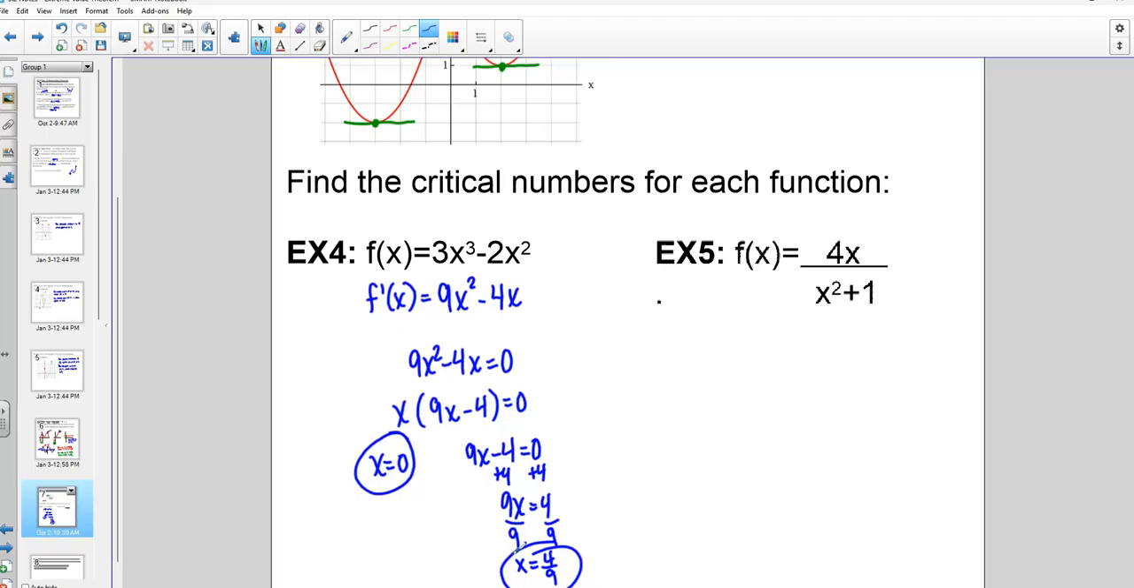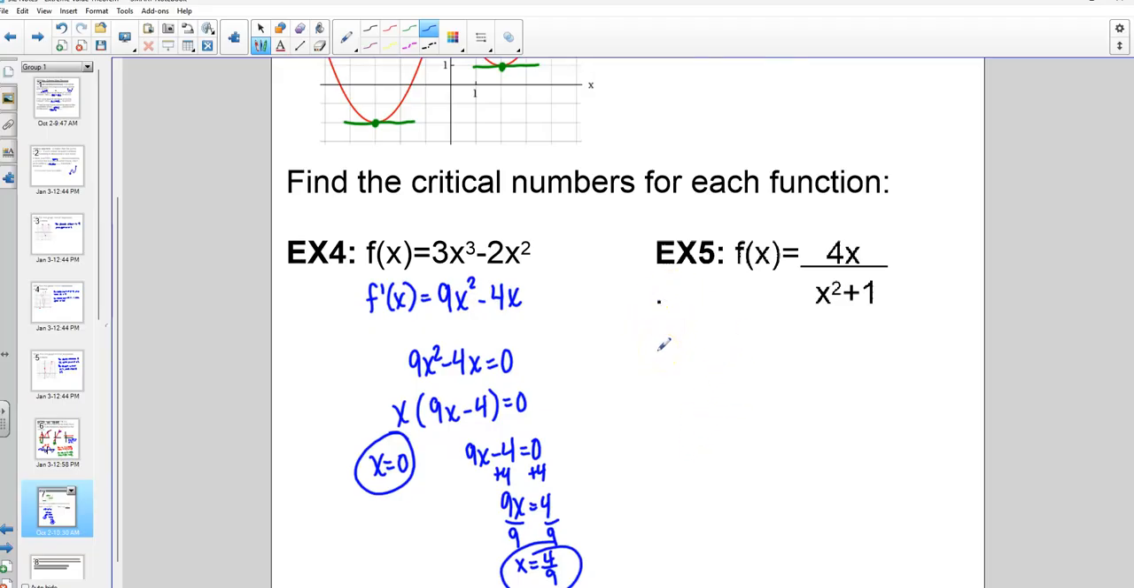Now, 5, we would be looking for where the derivative of the function either equals 0 or is undefined. I would have to find this derivative first. Now, what am I going to have to use to find that derivative? Quotient rule. It's still around.